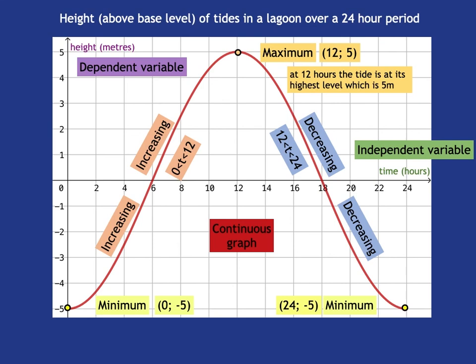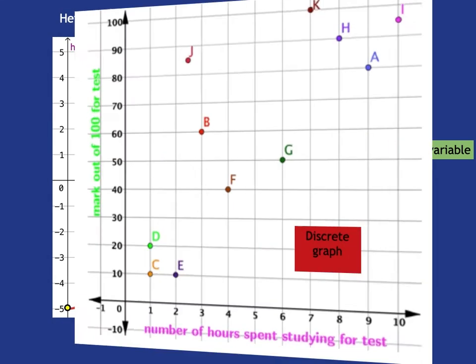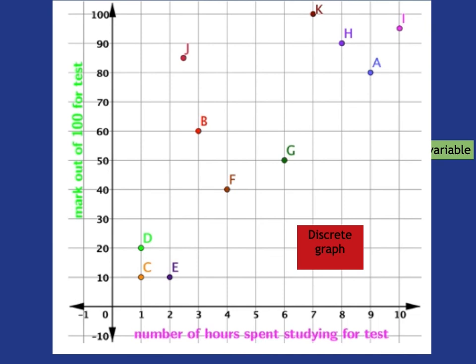drawn with a curve. The contrast would be something like this, which is a discrete graph. This is something we looked at earlier, the number of hours spent studying for a test versus the mark out of 100 for a test, and we had each individual learner plotted. This is a discrete graph made up of a whole lot of separate points.